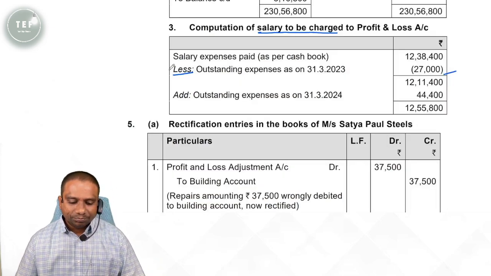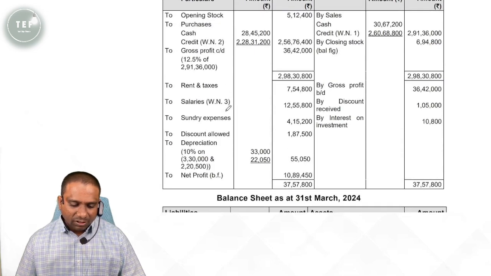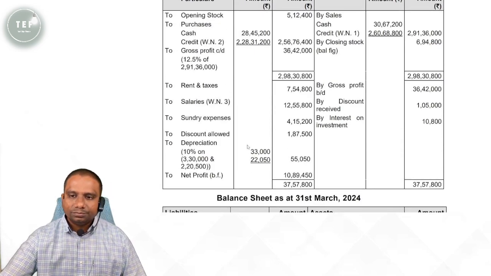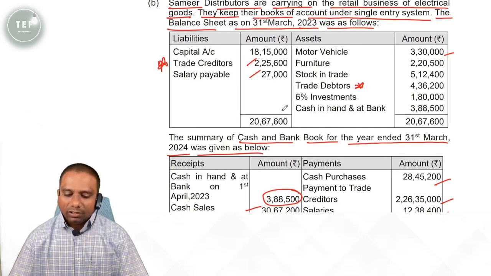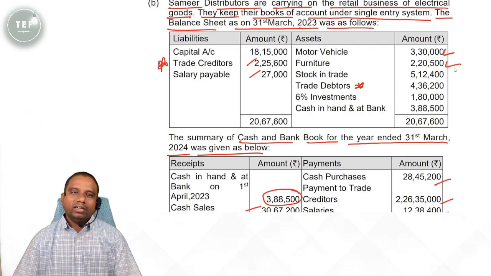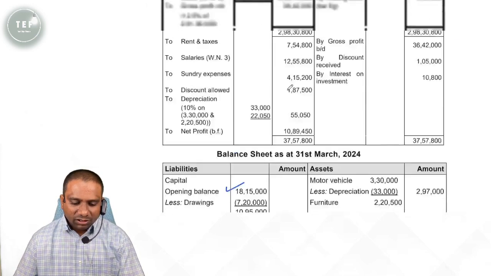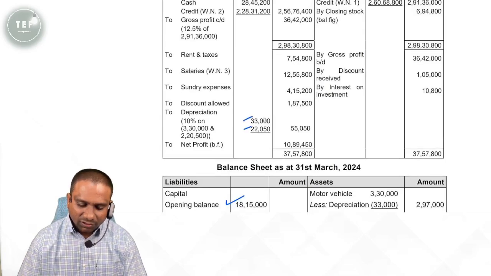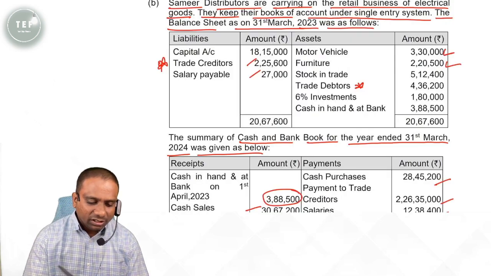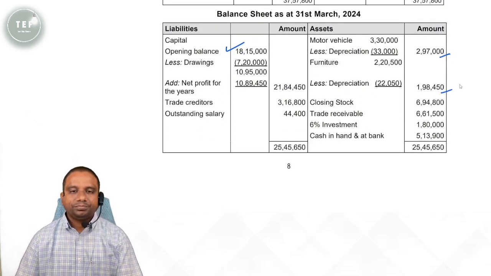Show it on the debit side of P&L account. Look at depreciation. Just a minute. So motor vehicle is 3,30,000 and furniture is 2,20,500. On that you calculate 10% depreciation, student. So that depreciation is transferred to P&L account 33,000 and 22,050. Now after deduction of depreciation, show the remaining amounts of motor vehicle and furniture in the balance sheet.